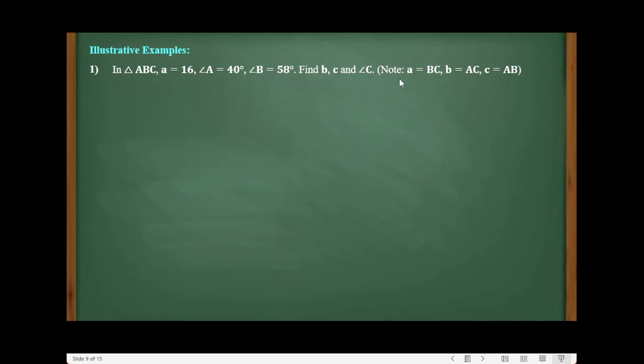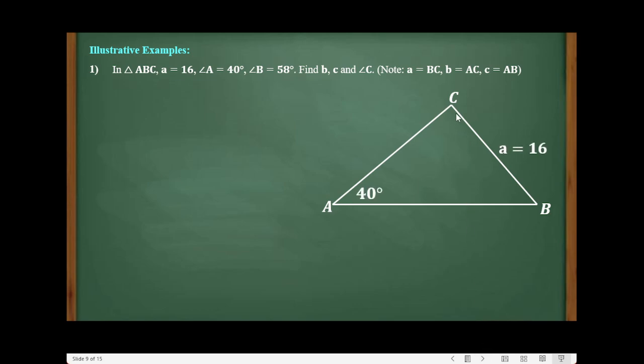Now, we need to take note that side small letter A is the length of segment BC, side small letter B is the length of segment AC, and side small letter C is the length of segment AB. Now, if we're going to draw the triangle, such as this one, we're going to label those three known parts or the given parts in this triangle. So here, we have angle A. So it measures how many degrees? 40, and its opposite side, small letter A, has a length of 16, together with angle B, whose measure is 58 degrees.